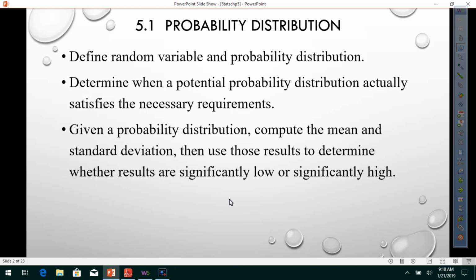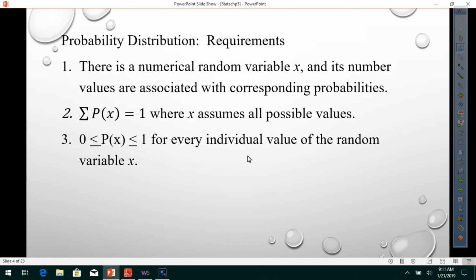Statistics lesson 5.1, probability distribution. The objectives: define random variable and probability distribution. Determine when a potential probability distribution actually satisfies the necessary requirements. Given a probability distribution, compute the mean and standard deviation, then use those results to determine whether results are significantly low or significantly high. I went a little quick on that one, didn't I?